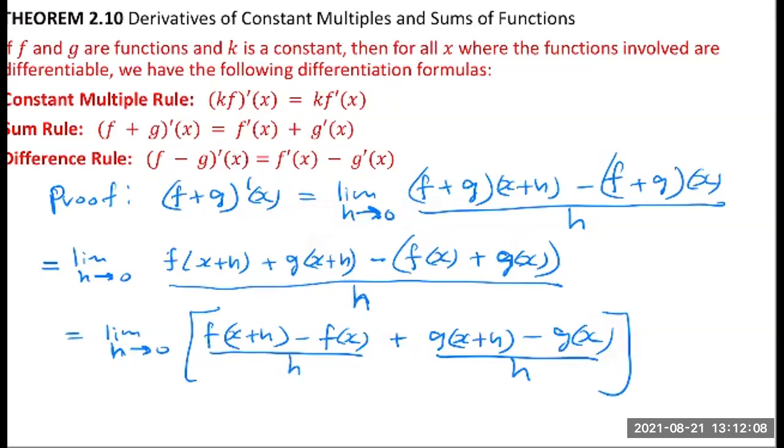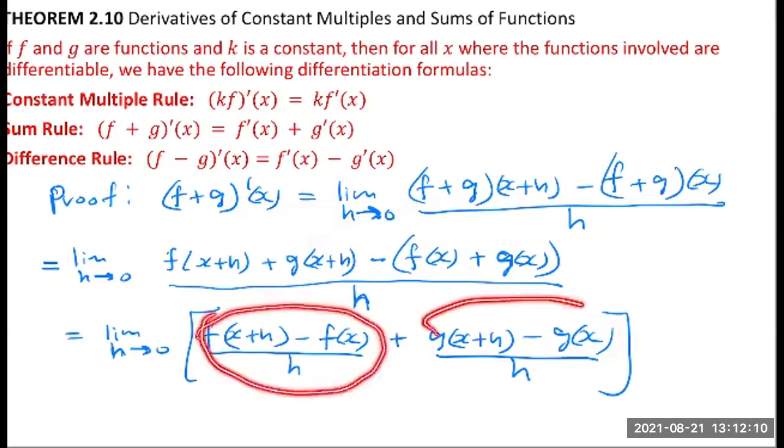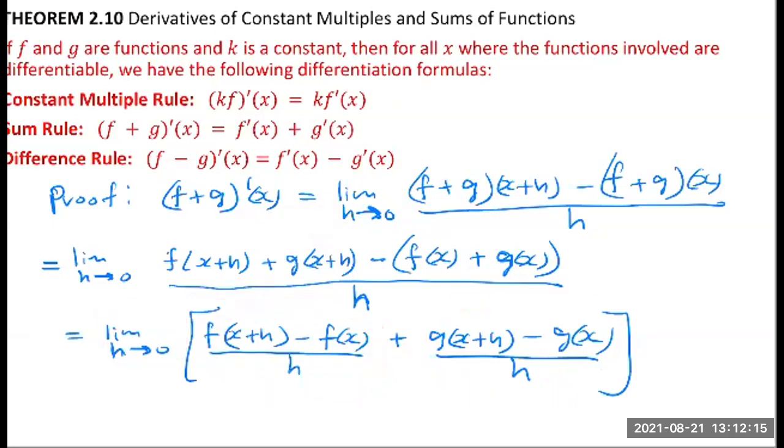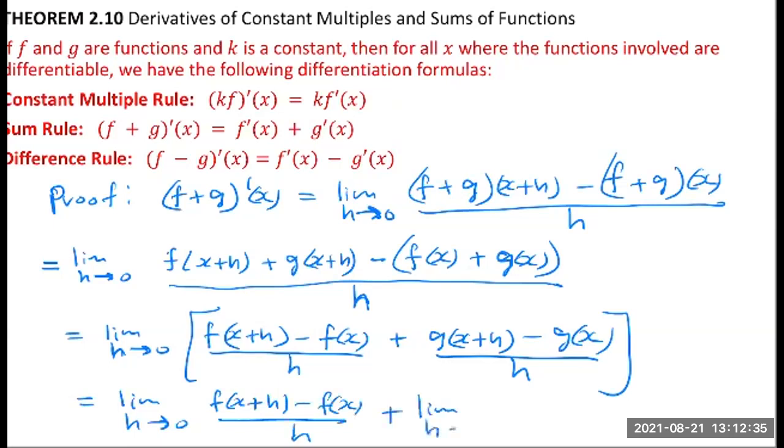This is a summation of two functions. This is a function, this is a function. So I can send this limit inside, distributing this limit using the limit rules that we discussed in chapter 1. If I take the limit of these two, you get limit as h approaches 0, f of x plus h minus f of x divided by h, plus limit as h approaches 0, g of x plus h minus g of x divided by h.